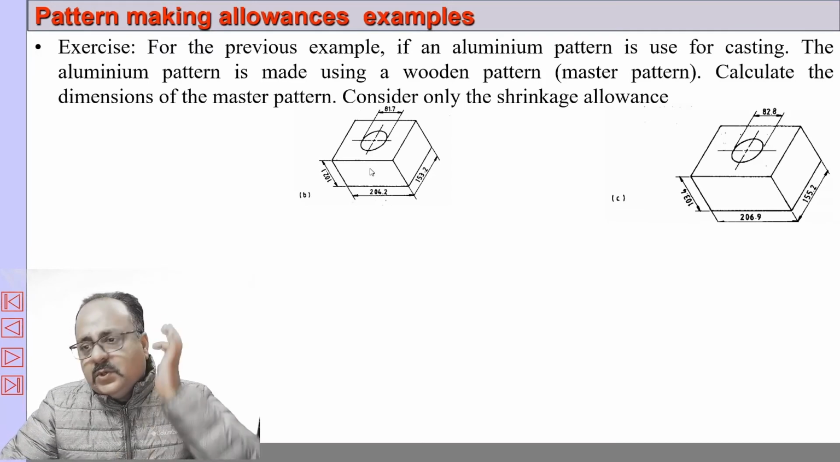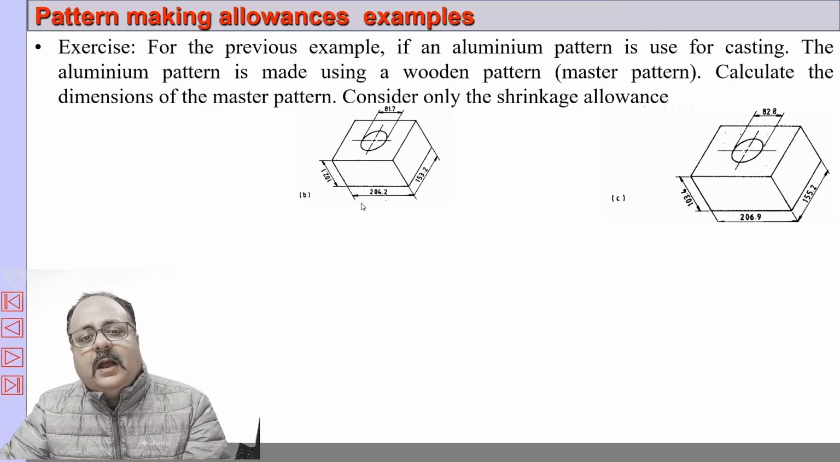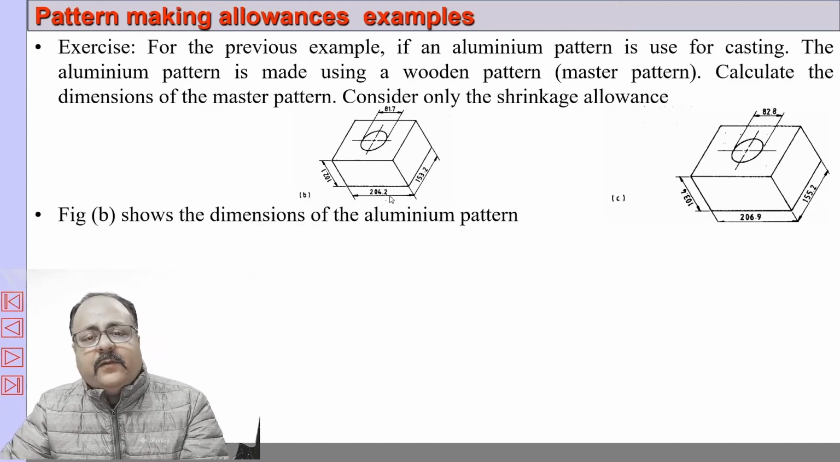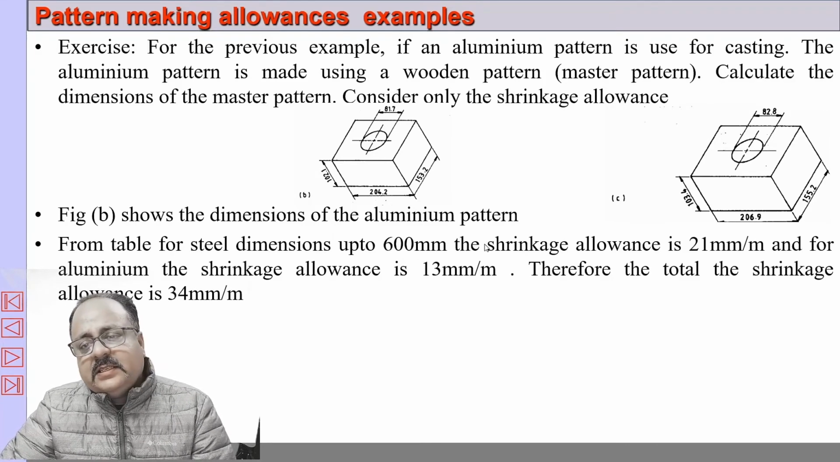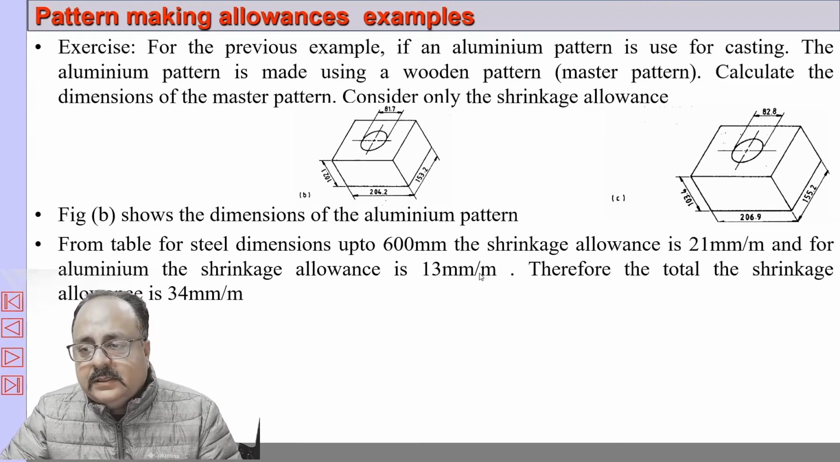Now for that, already you have calculated it. So from this you can add the allowances for aluminum on this. Otherwise, you can calculate directly like this. From the table, for steel, the dimension is up to 600 mm, the shrinkage allowance is 21 mm per meter. For aluminum, the shrinkage allowance is given as 13 mm per meter.